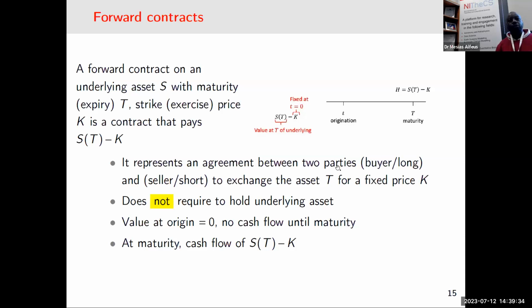So it represents an agreement between two parties, a buyer, which means a long position, and a seller, a short position, to exchange an asset at time T for a fixed price K. It does not require holding the underlying asset. This is important because you are obliged to exercise the contract at maturity. The value of this at time 0 is 0, meaning entering a forward contract requires no premium; you don't have to pay anything. And the cash flow is S_T, the value of the underlying asset at maturity, minus what you agreed to buy the asset for.